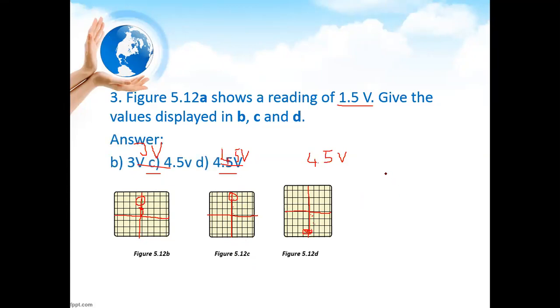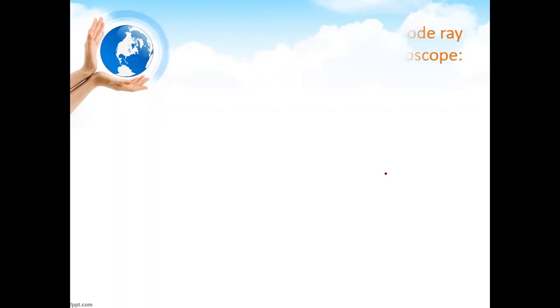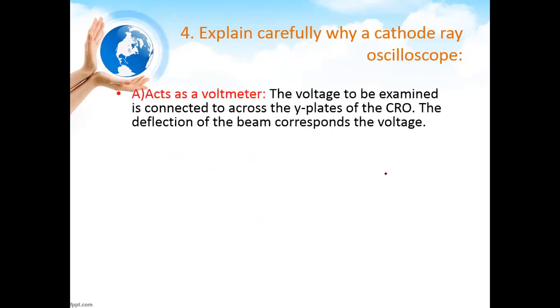So it's 3 volts, 3 volts, 4.5 volts, 4.5 volts. Number 4 is asking us to explain carefully why a cathode ray oscilloscope acts as a voltmeter. First of all, why it acts as a voltmeter? Because the voltages to be examined are connected to the Y plates of the cathode ray oscilloscope, and the deflection of the beam corresponds to the voltage. This is the first reason.